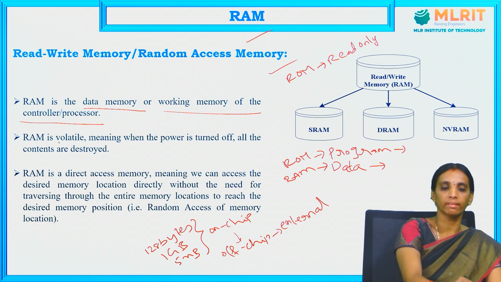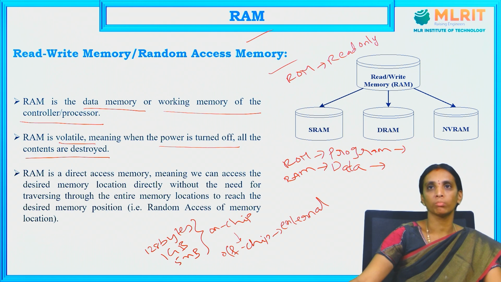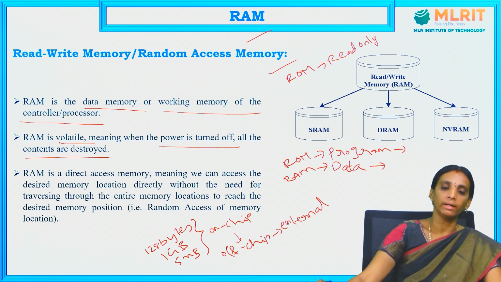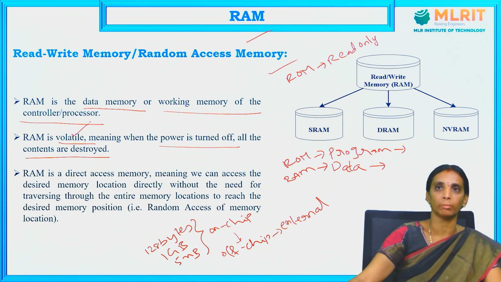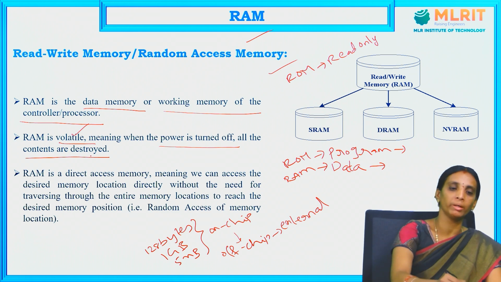Here it is volatile. That means whenever the power is turned off, the contents are destroyed. This random access memory can be modified any number of times, and it can be accessed by any user. The main property of this RAM is that it is a volatile memory. Volatile memory means whenever the power is turned off, whatever data we have stored in that memory will be erased or destroyed.